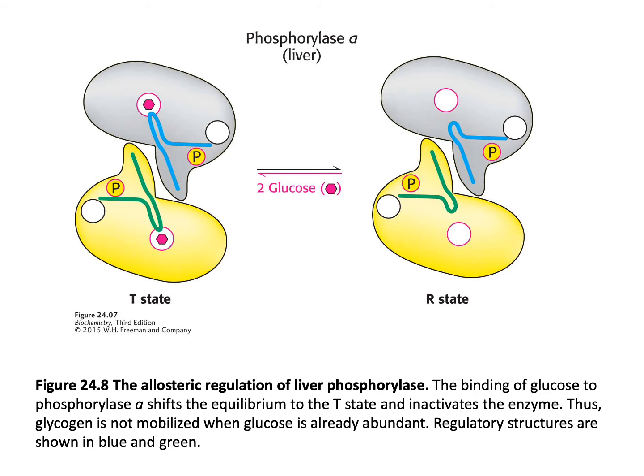This figure shows the allosteric regulation of liver phosphorylase. The binding of glucose to phosphorylase A shifts the equilibrium to the T side, shown to the left, and inactivates the enzyme. You can see the glucose is bound in the active site inside the phosphorylase, which shifts the equilibrium to the T state, which inactivates the enzyme. Thus, glycogen is not mobilized when glucose is already abundant.